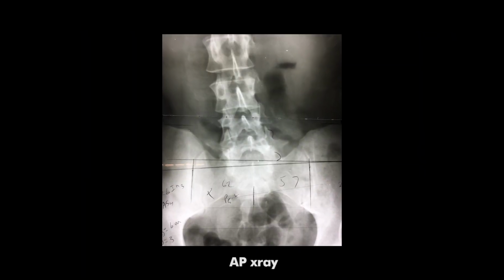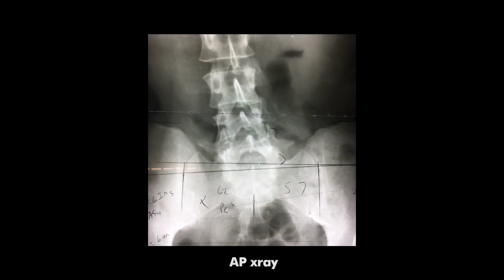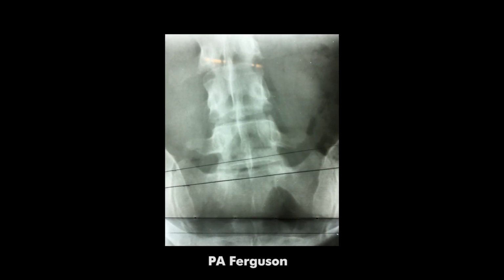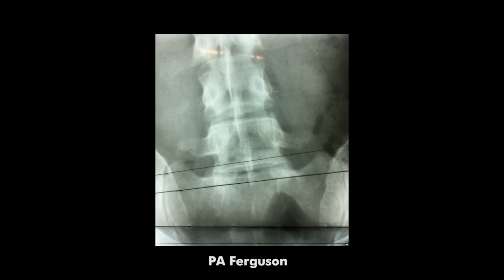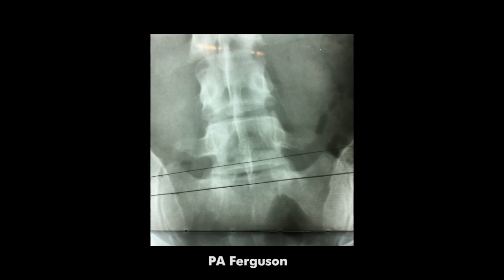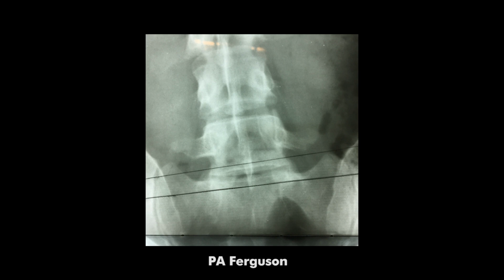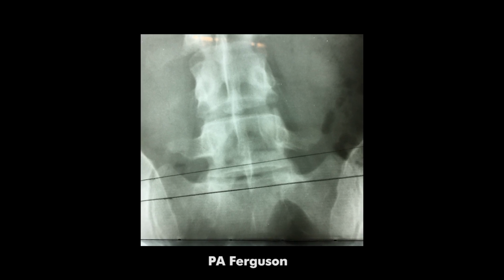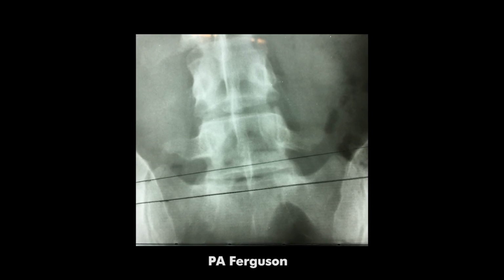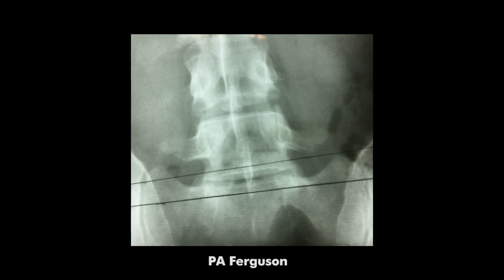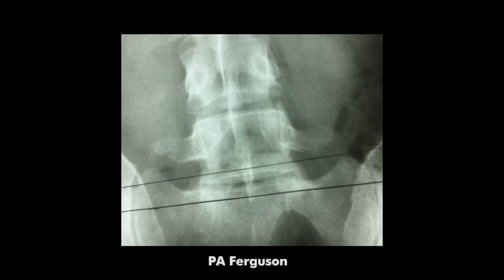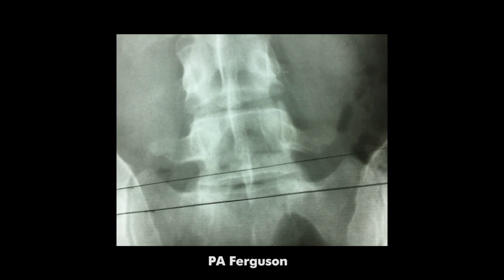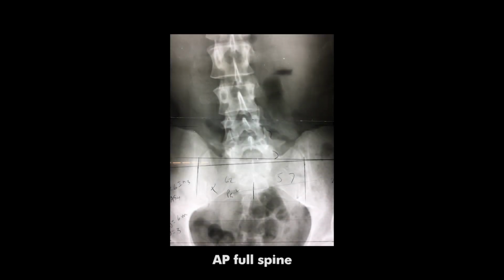Here is a case of L5-S1 wedging from the AP view. And here's the same patient in a Ferguson projection. This Ferguson was done P to A with a 38 degree tube tilt down at an FFD of 80 inches. It shows that there is no deformity of the L5 motion segment, nor is there much wedging of the L5-S1 disc. Instead, it appears it is largely sacral obliquity that is producing the wedging appearance on the AP full spine.